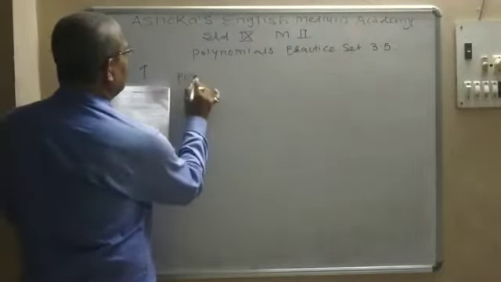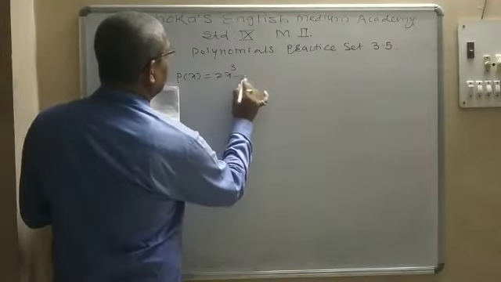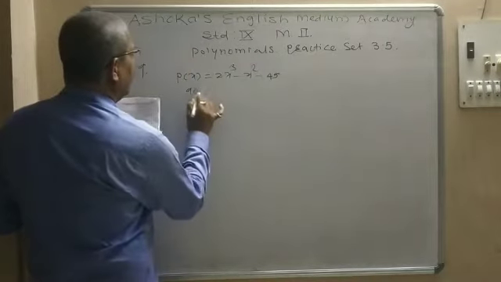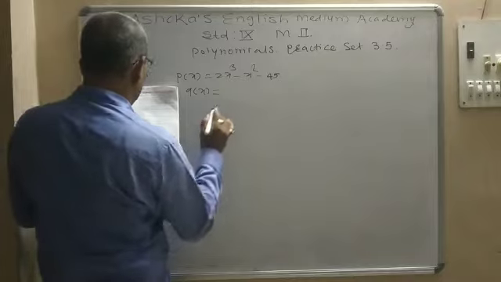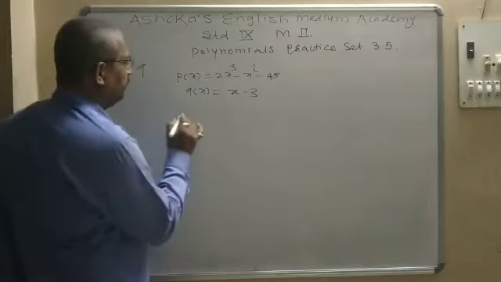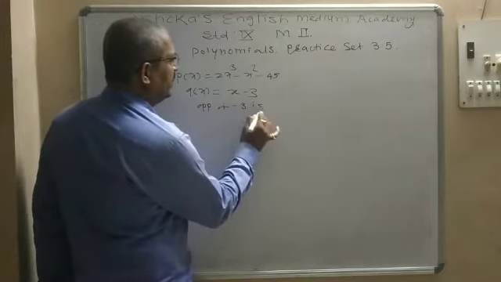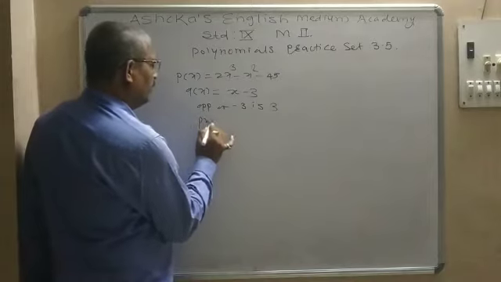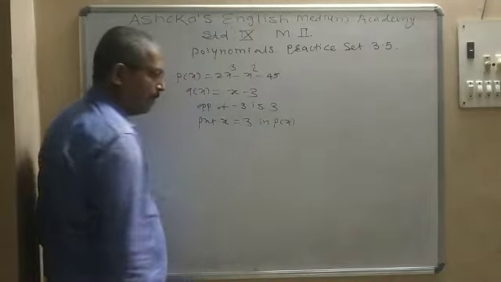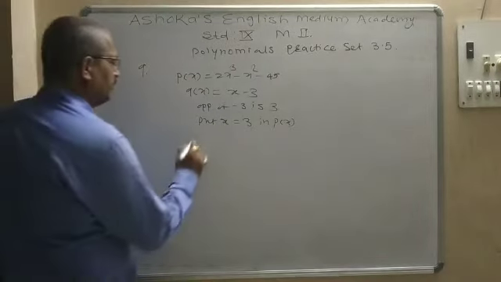p(x) is equal to 2x raised to 3 minus x square minus 45 and q(x) is equal to x minus 3. So put the opposite of minus 3, which is 3. Put x is equal to 3 in p(x).